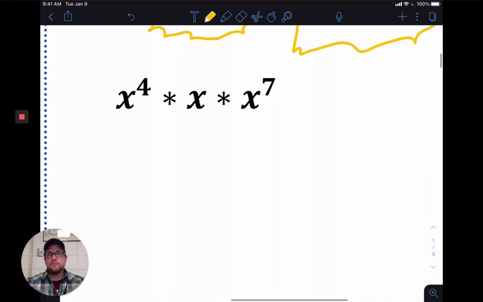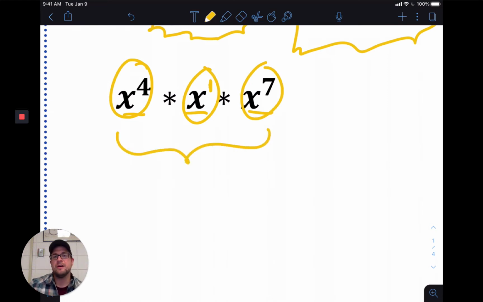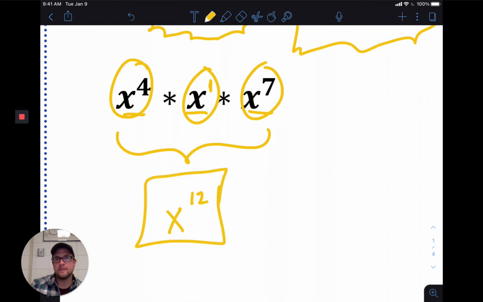Here's another problem for you. x to the 4th times x times x to the 7th. Now, when we're looking at that problem, one thing I notice is this one doesn't have an exponent on it, so I'm going to put a 1. Essentially, we have 3 piles of x's right now. This one, of course, has 4. This one has 1. This one has 7. If I put all of those piles onto the same pile, then I would just need to add the exponents to figure out how many there are. 4 plus 1 gives us 5. 5 plus 7 is going to give us 12. I'll have 12 x's total, and we're done.